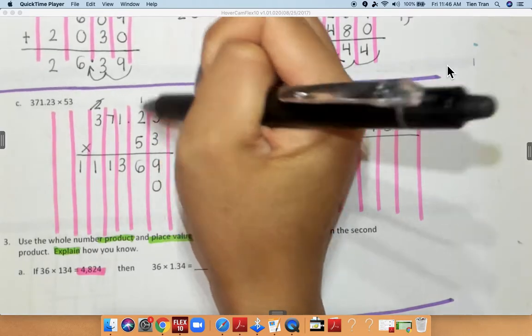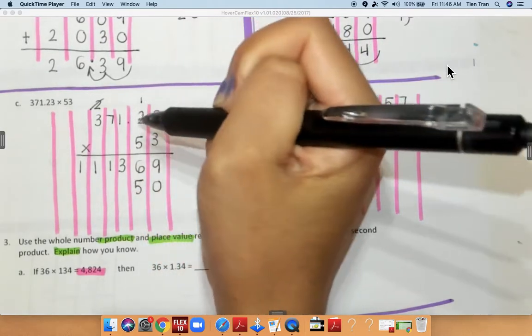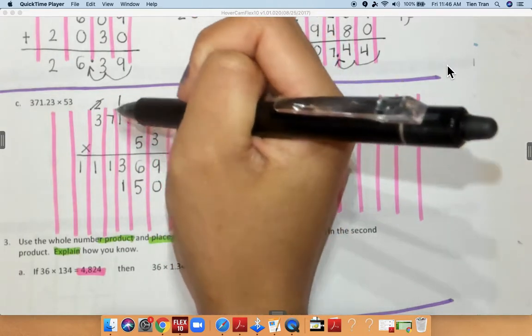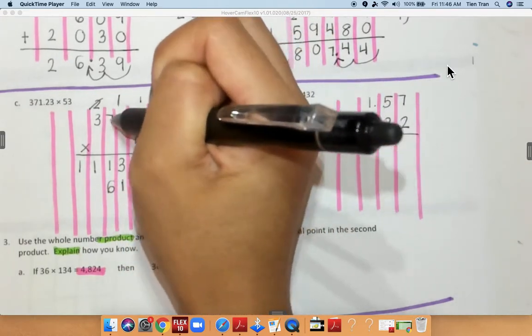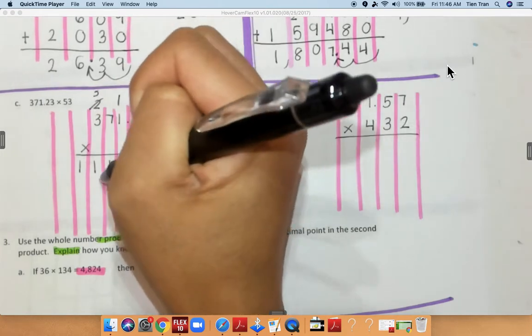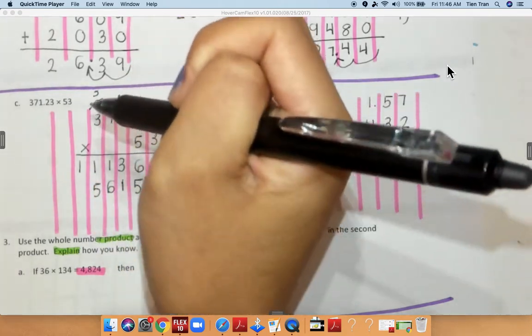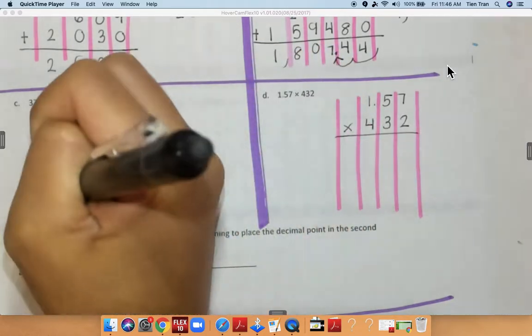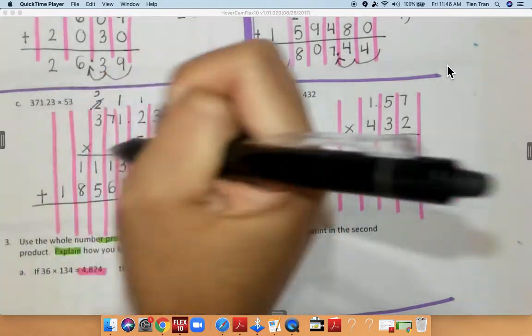5 times 3 is equal to 15. 5 times 2 is 10, plus 1 is 11. 5 times 1 is 5, plus 1 is 6. 5 times 7 is equal to 35. 5 times 3 is 15, plus 3 is equal to 18. And now I'm adding all of my numbers together.